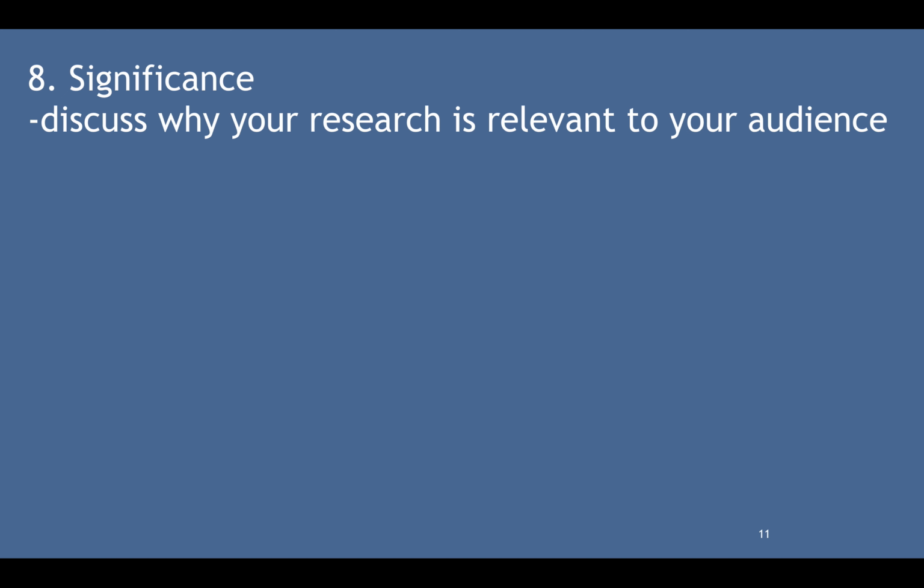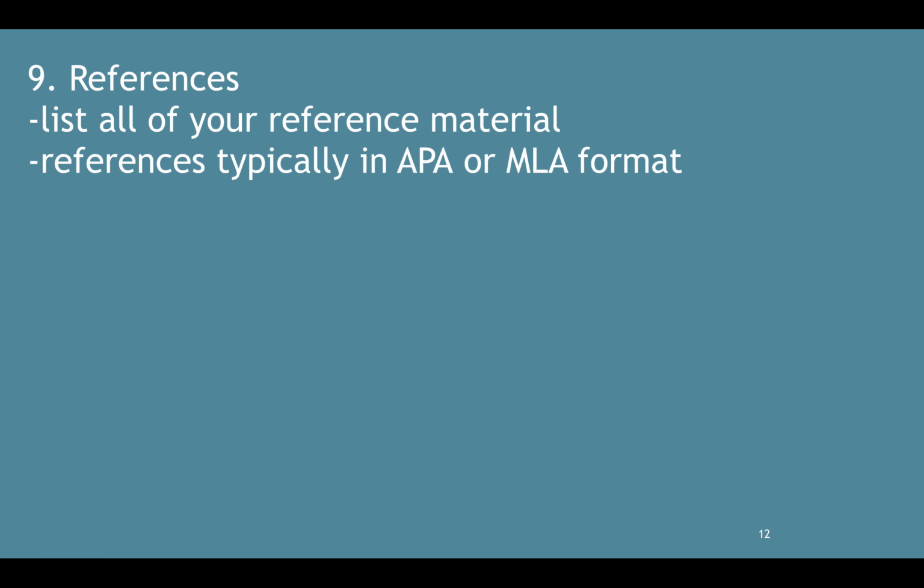8. Significance. You want to make sure that you discuss why your research is relevant to your audience, why they would find it significant and important to them. And 9. References. You want to list all your reference material here at the very end in your reference section. They're typically in APA or MLA format, but for the purposes of this class, you want to do it in APA format.